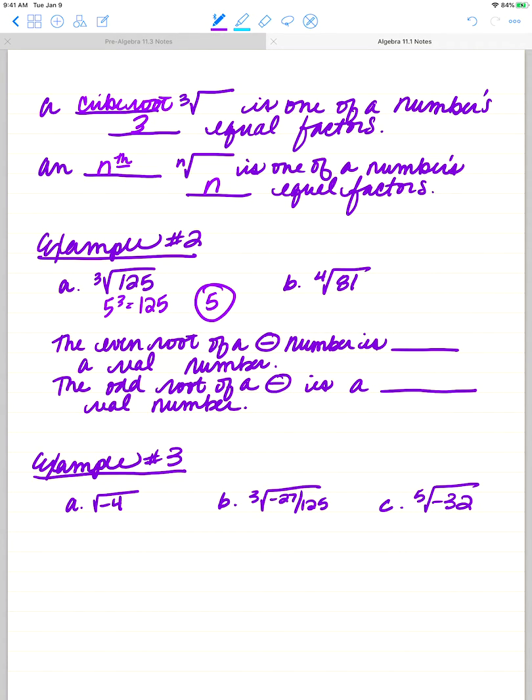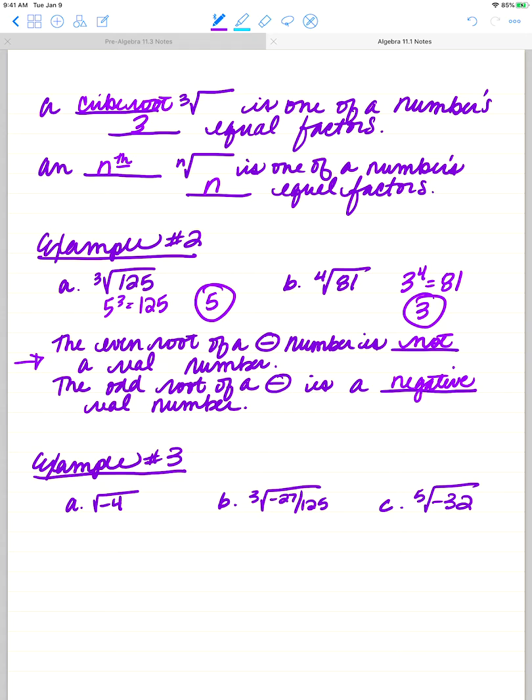What is the fourth root of 81? What do we multiply by itself 4 times to get to 81? That would be 3 to the fourth is 81. So the fourth root of 81 is 3. The even root of a negative number is not a real number. However, the odd root of a negative number is a negative real number. So example number 3 says, what is the square root of negative 4?